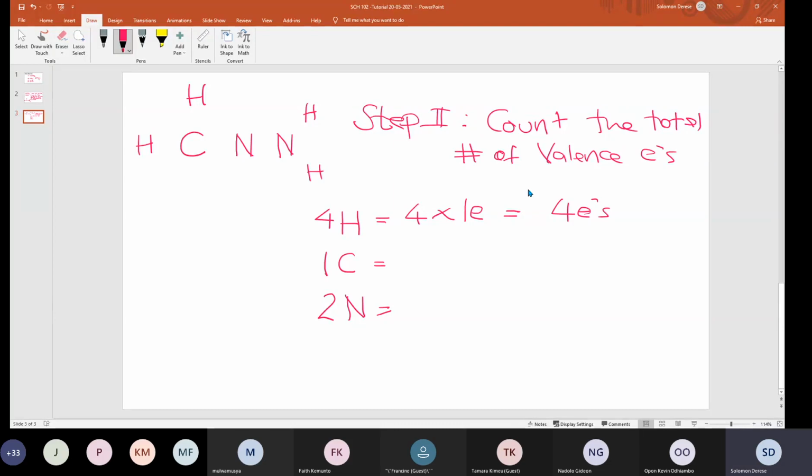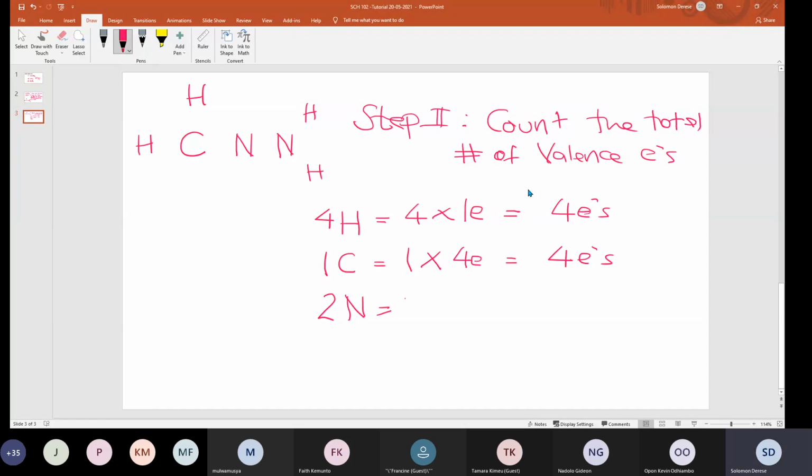Then we have 1 carbon. Carbon is in group 4 of the periodic table. It has 4 electrons. So the total number of valence electrons contributed by carbon in the formation of this molecule is 4 electrons.